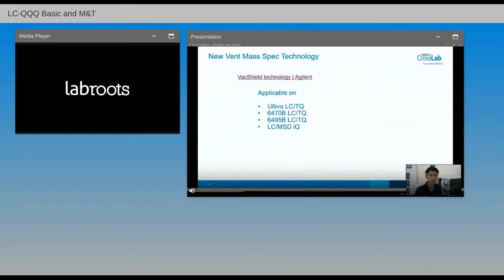You might be interested to take a look at the video of the VacShield technology, which is the technology that I mentioned earlier on. This allows us to do some maintenance or even the replacement of this capillary, and is applicable on the Altivo, which is really a small, nice footprint LC Triple Quad, and the 6470B, as well as the 6495B, and now the C model, and the LC single quad IQ.